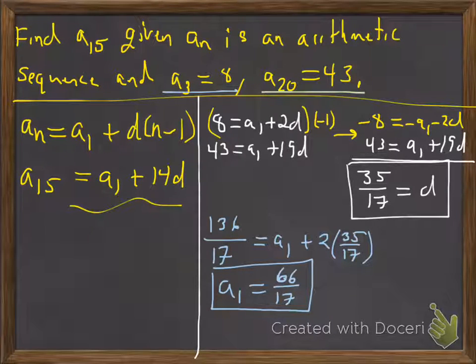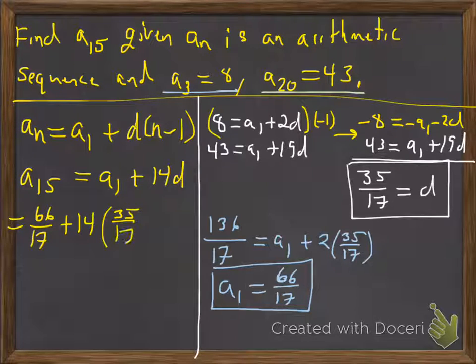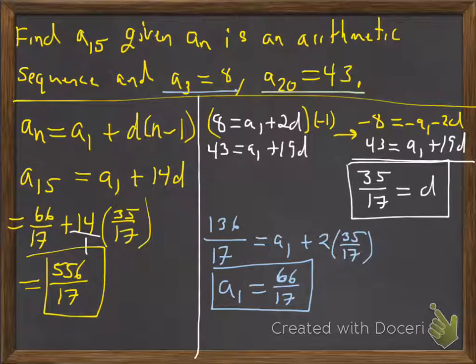Now all we got to do is plug it in, and we will finally find that 15th term. So this is going to be equal to 66 over 17 plus 14 times 35 over 17. Again, just to be clear, that's 14 over 1, so we do 14 times 35 and then add 66, and then it's all over 17. So that gives us 556 over 17 as the 15th term in this sequence.